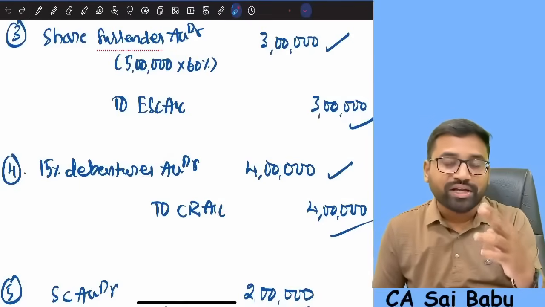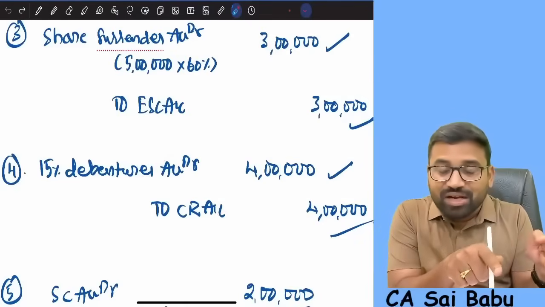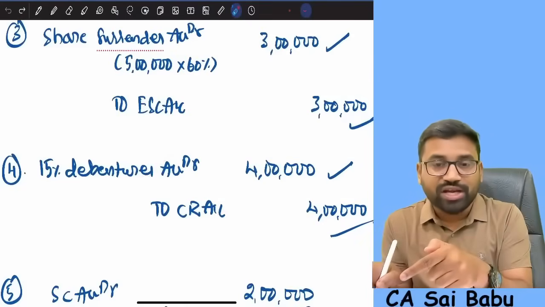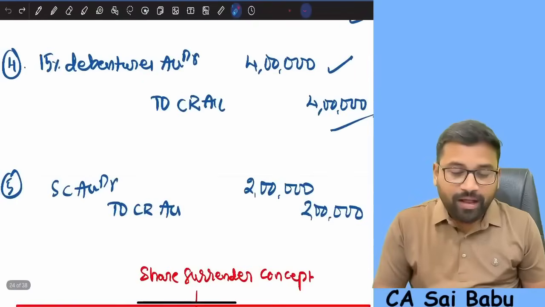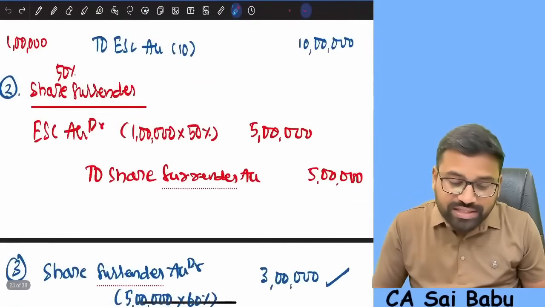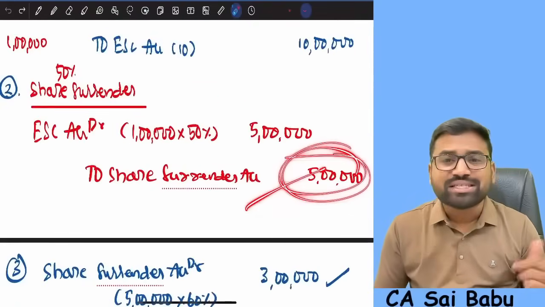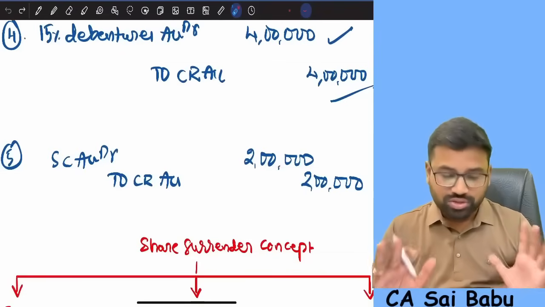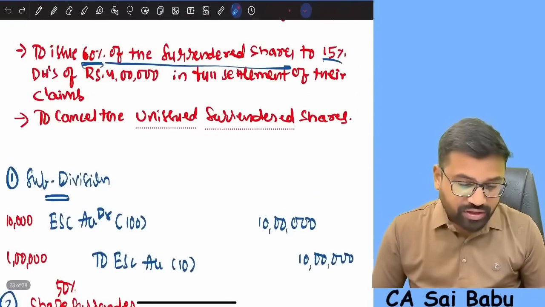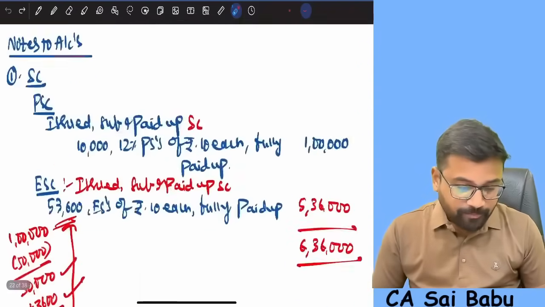So, I told you two entries. For converting surrendered shares into share capital, one entry, and then settlement of liabilities to capital reduction, another entry. And whatever the balance unutilized in share surrender account, out of 5 lakhs, 60% used, remaining 40%, 2 lakhs will be transferred to capital reduction account. So this is how the entries will be passed for the share surrender concept.